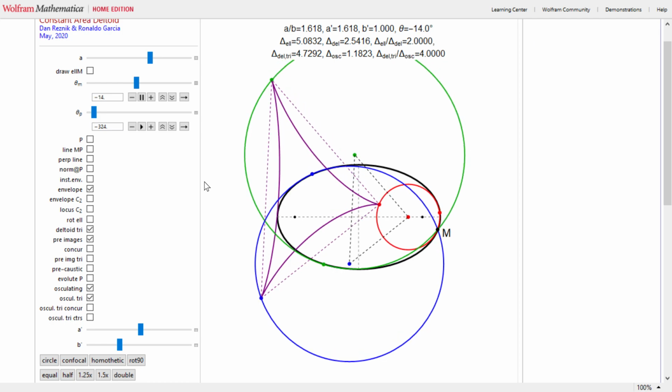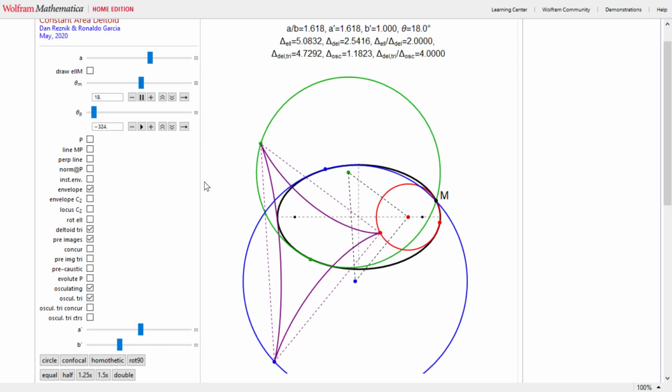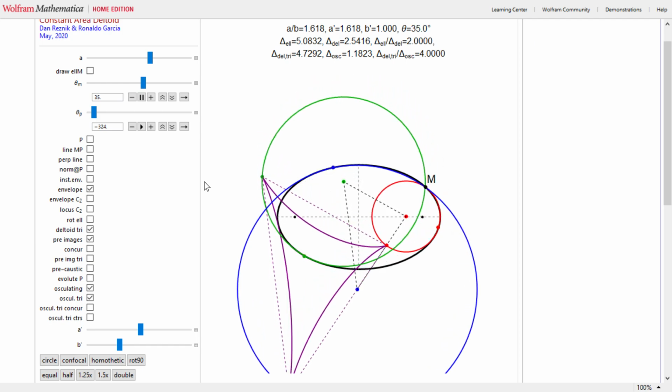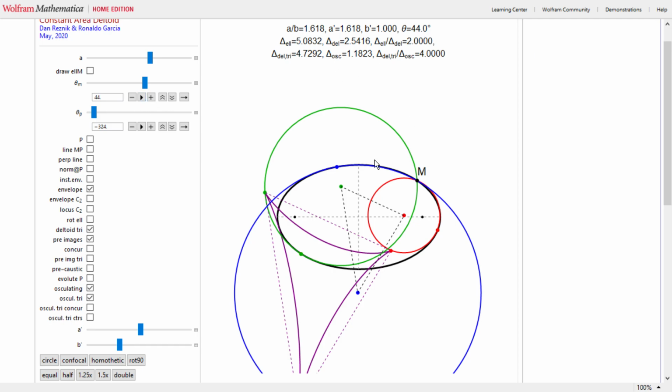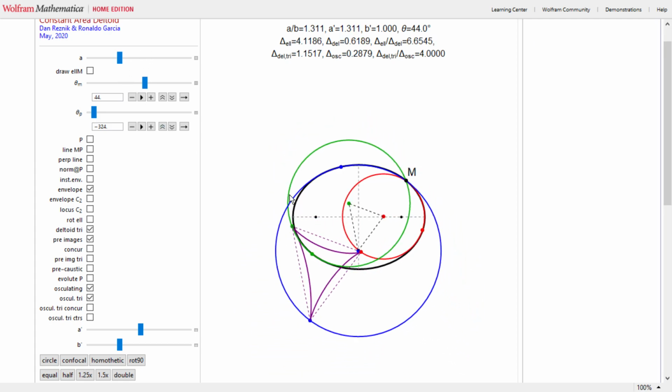meaning its corresponding sides are always parallel between these two triangles. And mysteriously, the ratio of areas of the outer or the cusp triangle by the osculating center triangle is always equal to 4, irrespective of the position of M and the aspect ratio of the original ellipse. So you can see here that it is 4. I'm going to change that aspect ratio to some other number, for example here. The ratio of areas continues to be 4.